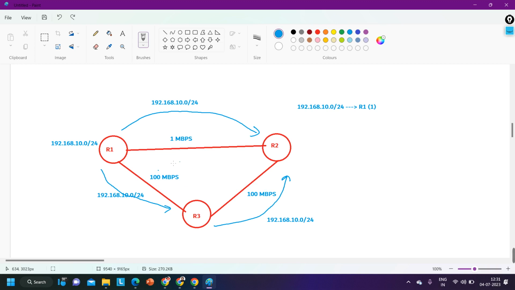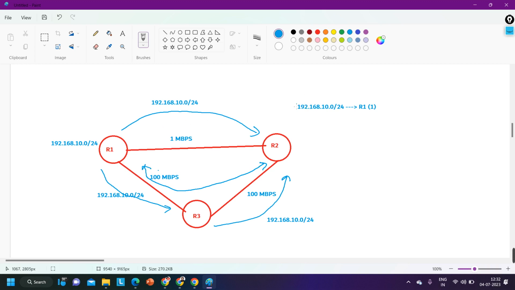Because we have good bandwidth in the lower path, but we have the least bandwidth on the upper path. So the lower path is the best path. This path is the best path between router 1 and router 2, yes or no? Is it clear? Yes.